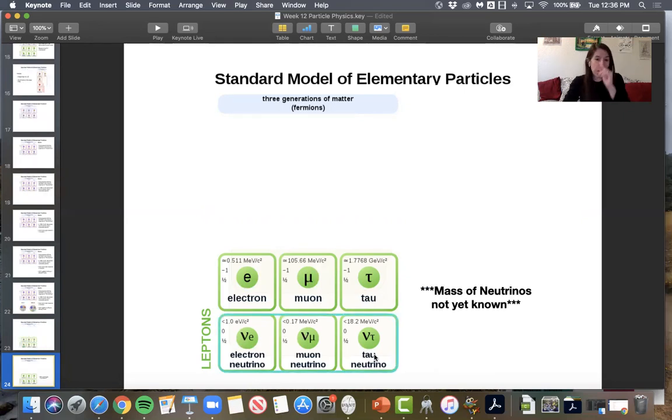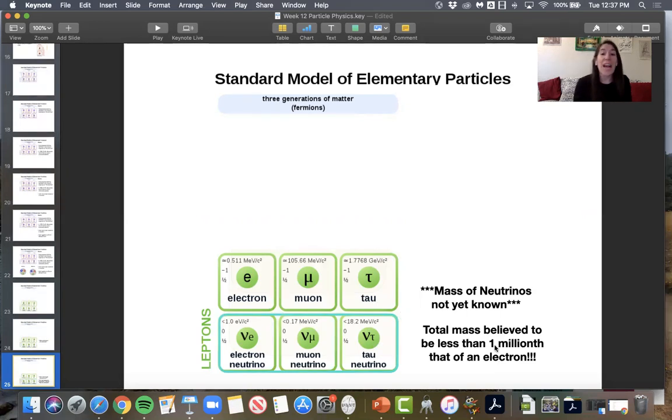An interesting thing about the neutrinos, you'll notice that there's not an equality here for their mass, but just an inequality, and that's because we don't actually know the mass of the neutrinos yet. For a long time, they were thought to be massless because they are tiny. The total mass of these neutrinos is believed to be less than 1 millionth that of the electron, right? So the electron is already one of our more tiny particles, and these neutrinos are 1 millionth that of the electron. So these are very, very light guys.